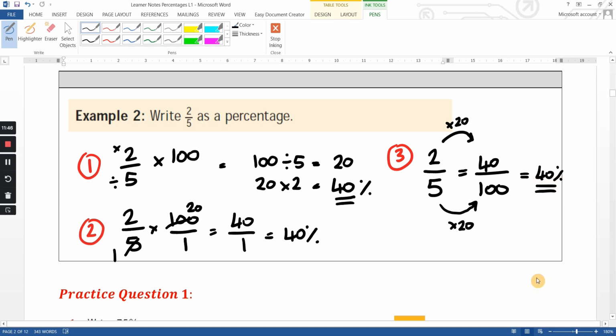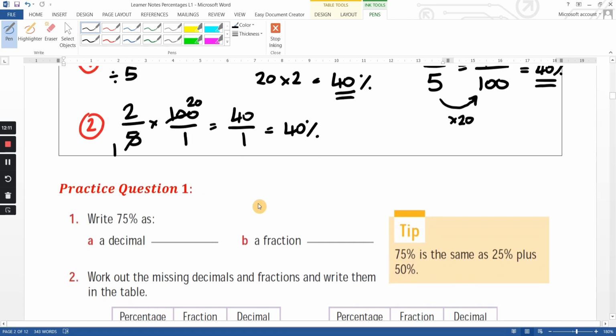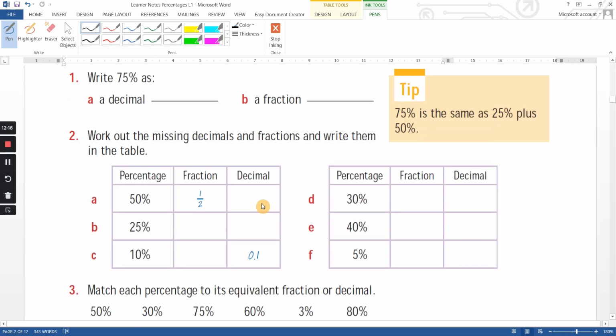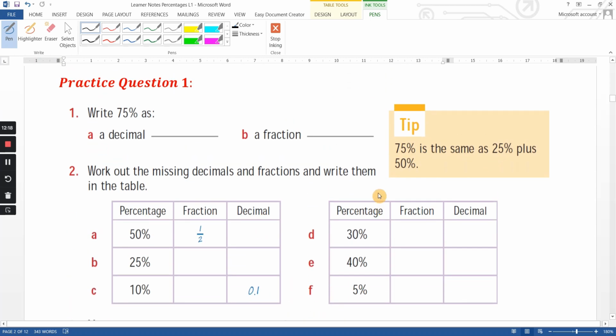So you choose one way that you think works for you, and maybe stick to that. I think it depends on the numbers and on the fraction. Just see which method would be best, not only easy but quick as well, because if you have these in the exam, you want to change these as quickly as possible. So have a go at the next one yourself. Practice question 1. There's a couple of questions in there. Try it yourself. Pause the video, and when you're ready, unpause it.